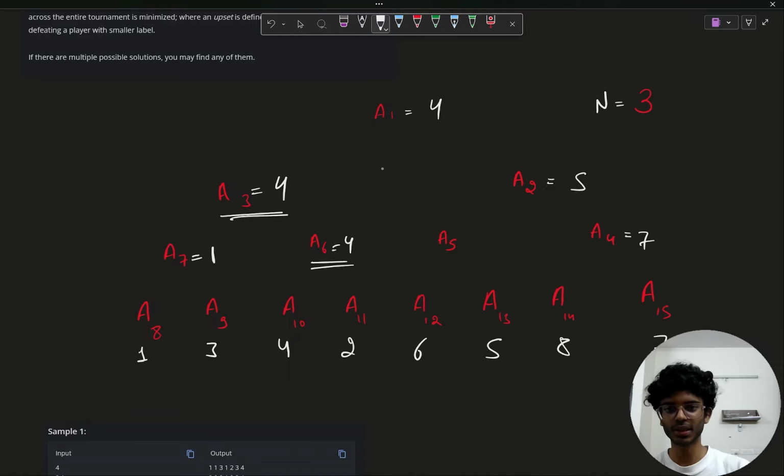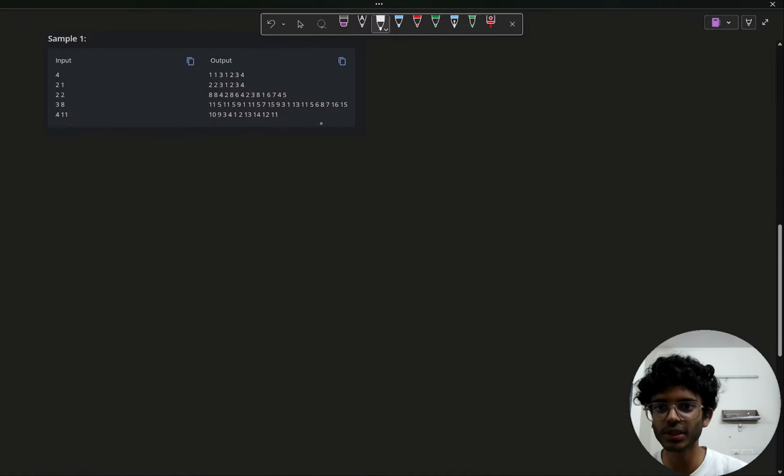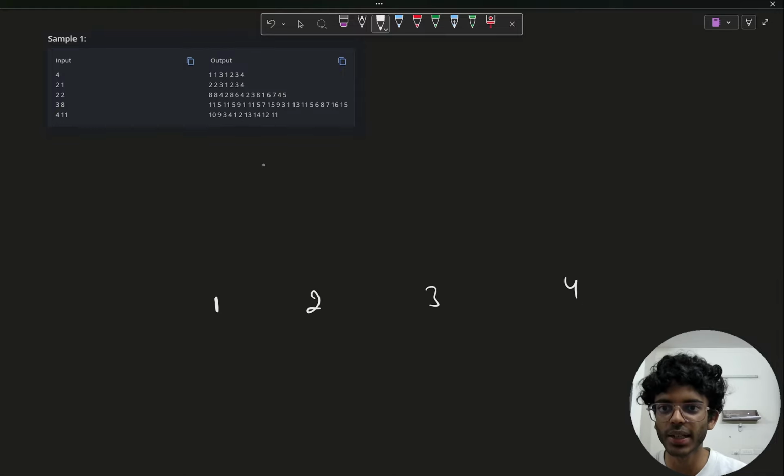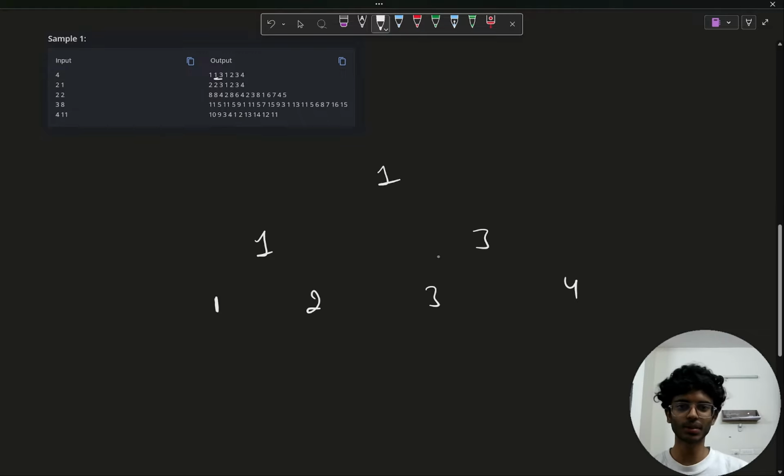Let's understand it better from these sample inputs. In the first input, we are given 1, 2, 3, and 4 at the bottom, fighting. Then there is 1, 3, and the final winner is 1. So in this case, the number of indices where any of them is equal to max of A of 2i, 2i plus 1 is equal to 0, which is the minimum we can get. Hence, this is the answer.